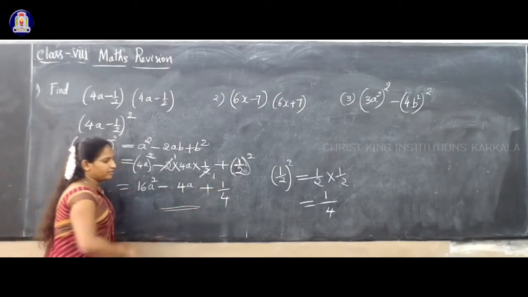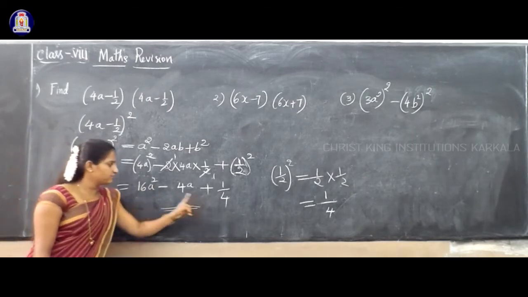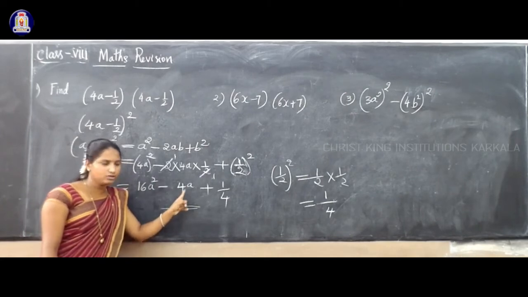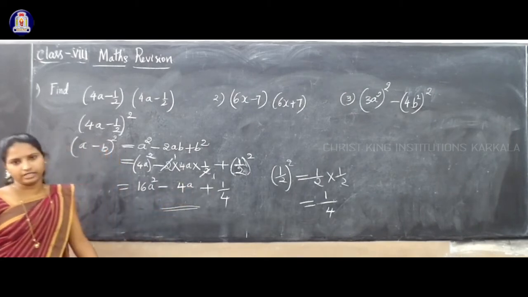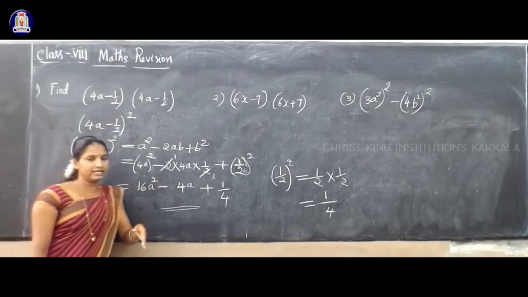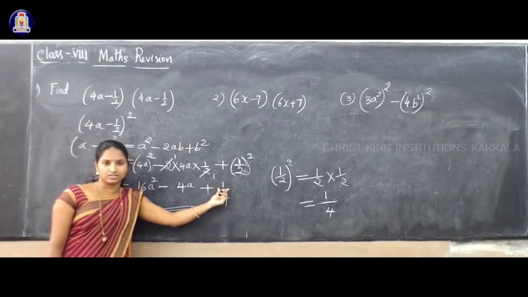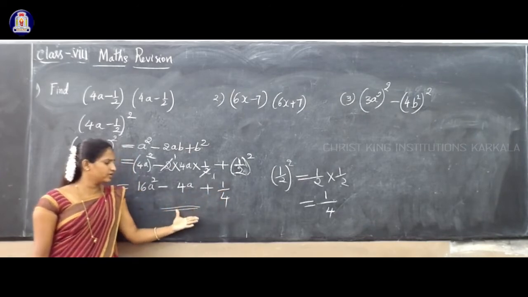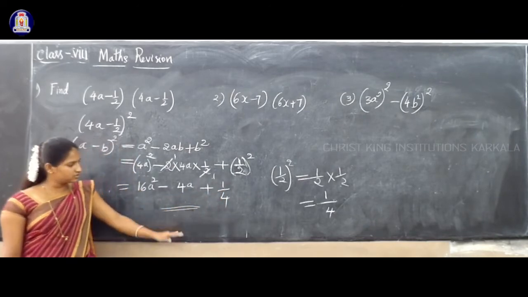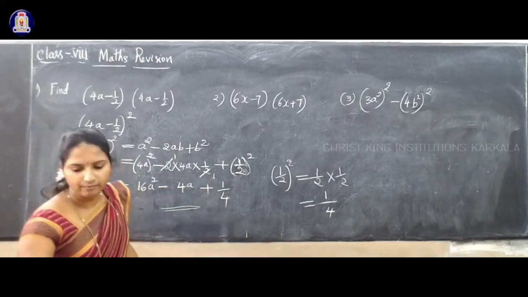If you want, you can make the same denominator, like you multiply by 4 here and multiply by 4 in the second term also. Then you get the same denominator. But we cannot add the numerators because they are unlike terms. See here, a square, a, and this will be the constant. Understood? So here only we can stop the steps. So this is the final answer: 16a square minus 4a plus 1 by 4.